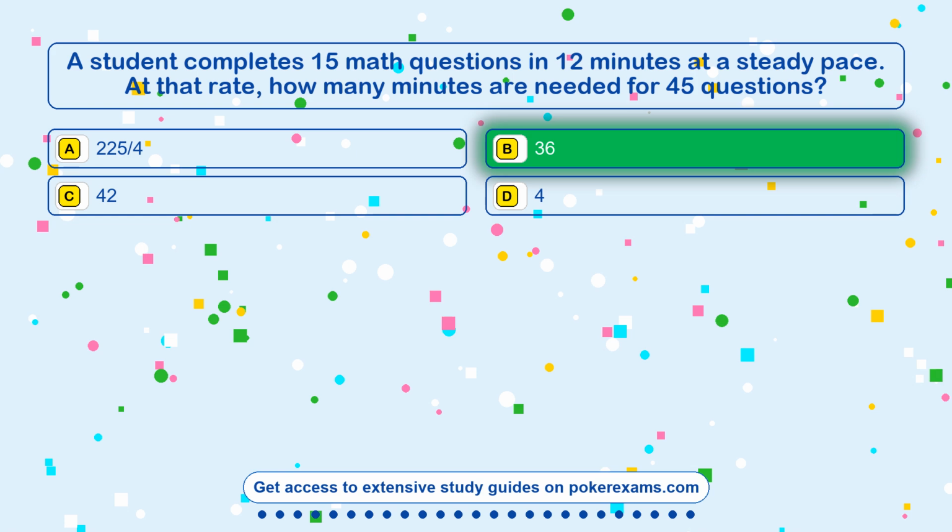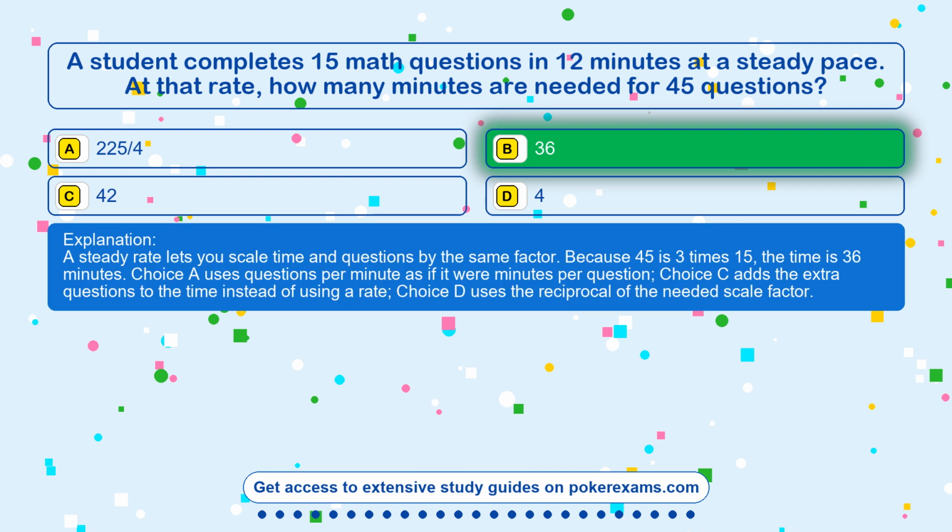The correct answer is option B, 36. A steady rate lets you scale time and questions by the same factor. Because 45 is 3 times 15, the time is 36 minutes. Choice A uses questions per minute as if it were minutes per question, Choice C adds the extra questions to the time instead of using a rate, choice D uses the reciprocal of the needed scale factor.